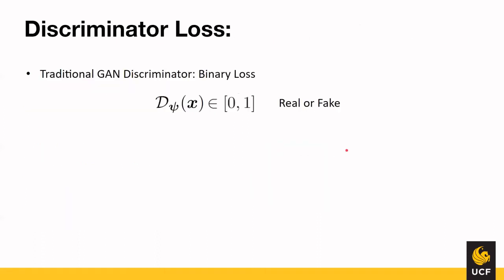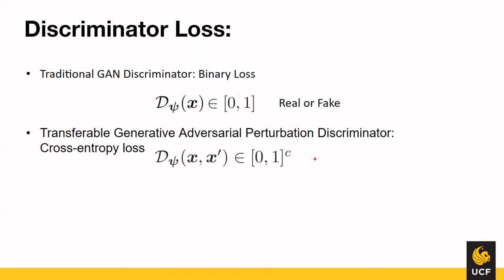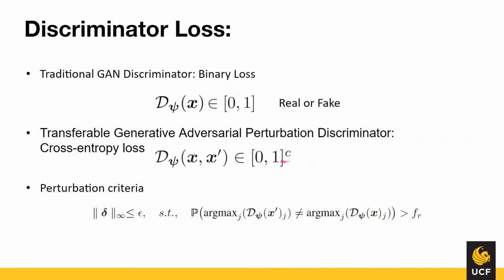So they propose something called the relativistic loss, and I'll explain how it's different from what we already use in the GAN model. In a traditional GAN model, they have something called a binary loss, which outputs whether the image that has been generated by the generator is real or fake. But in the transferable GAN model, since the discriminator is a pre-trained classifier, it just predicts a value between 0 and the number of classes.